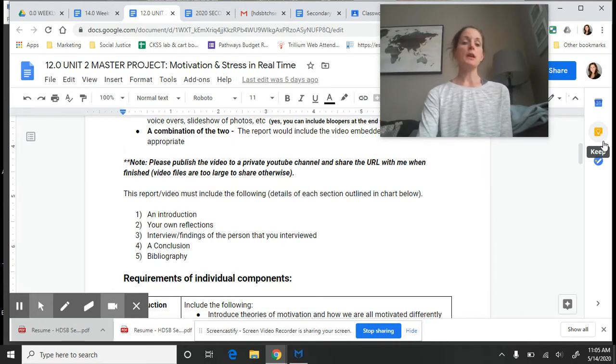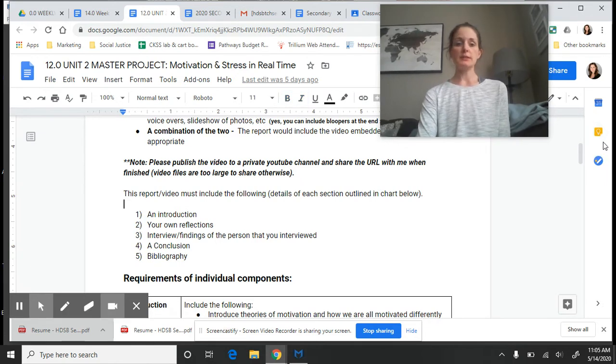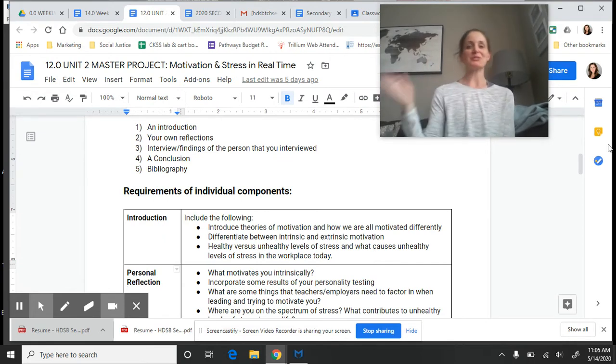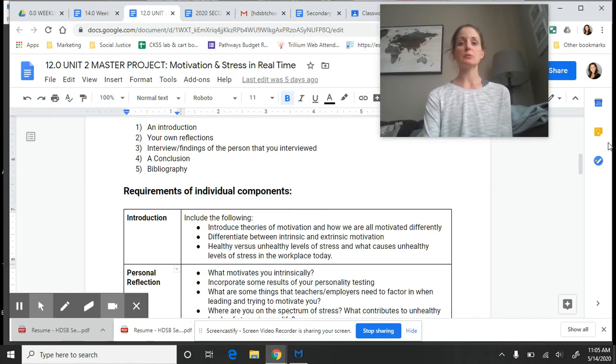So your report is a Google document, and you are going to include an introduction, your own reflections, the interview or the findings that you have received from the person that you've interviewed, a conclusion, and a bibliography. And to make this as easy as possible, I've gone through and broken down each individual component of what is required in each section. Now, this is a business report, so you are going to divide this report into sections. You should have a title page, and then the sections are going to be introduction, personal reflection, interview, and within those sections, you can even divide those into sections.